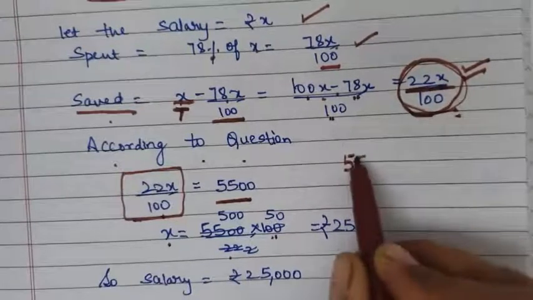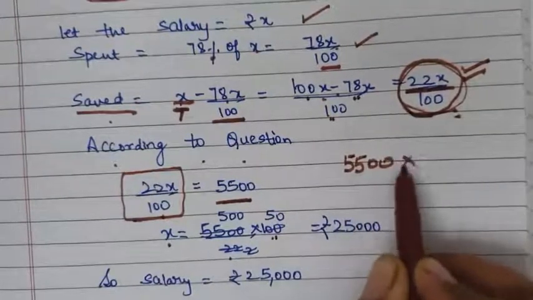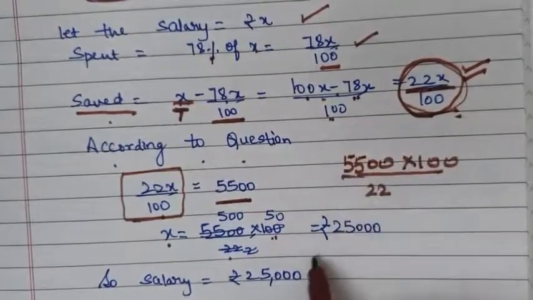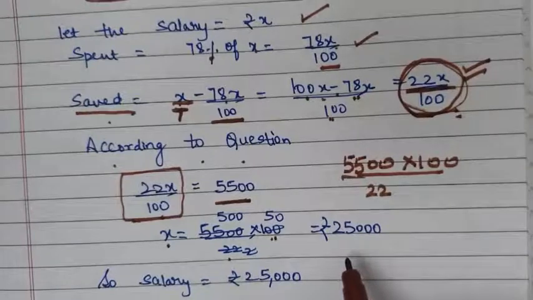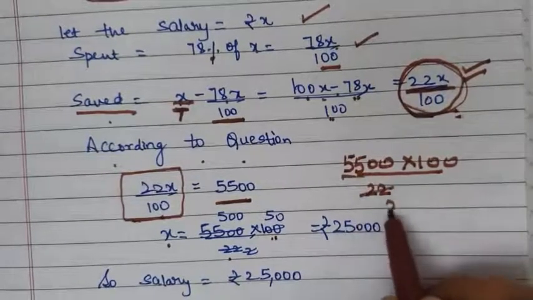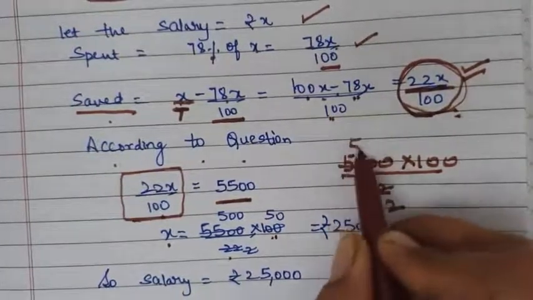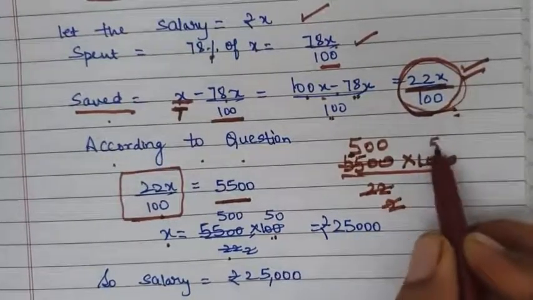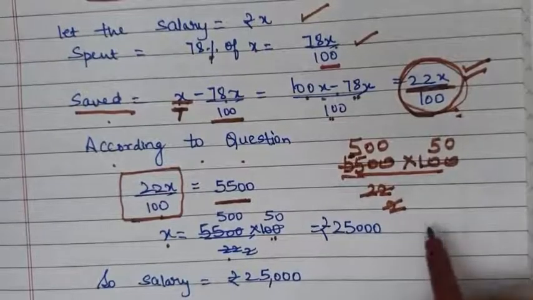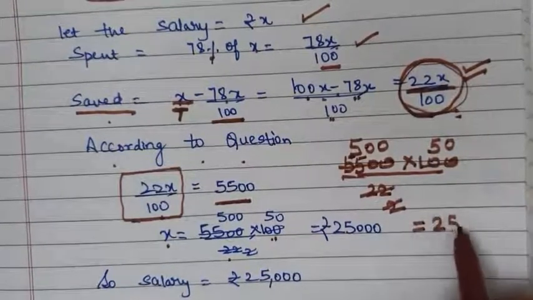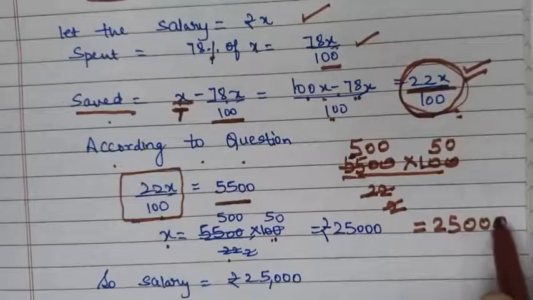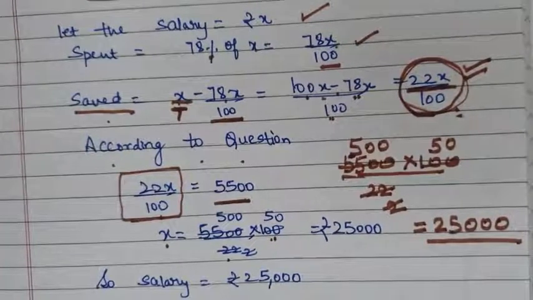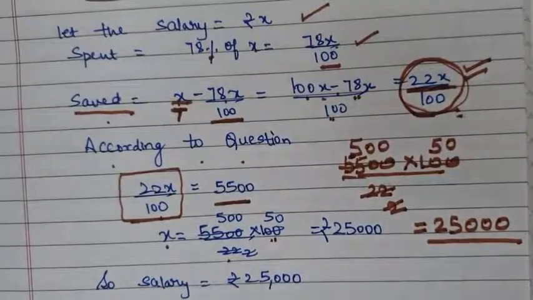So X equals 5,500 multiplied by 100 upon 22. Now you have to do the simplification. That is 11 2s are 22, 11 5s are 55, then 0, then 2 5s are 10, then 0. Then we get 25,000. That is, 25,000 was his salary. Clear?